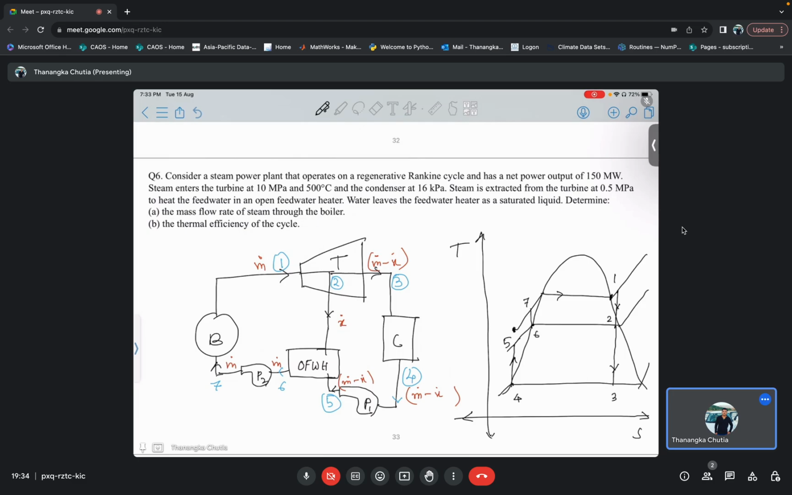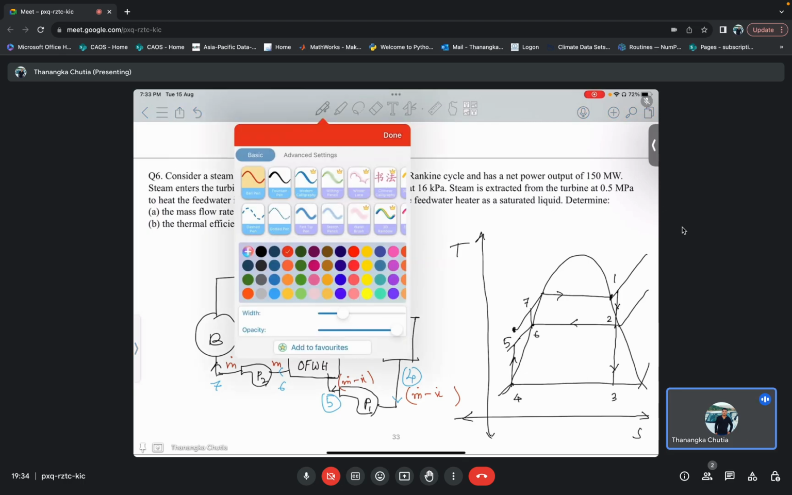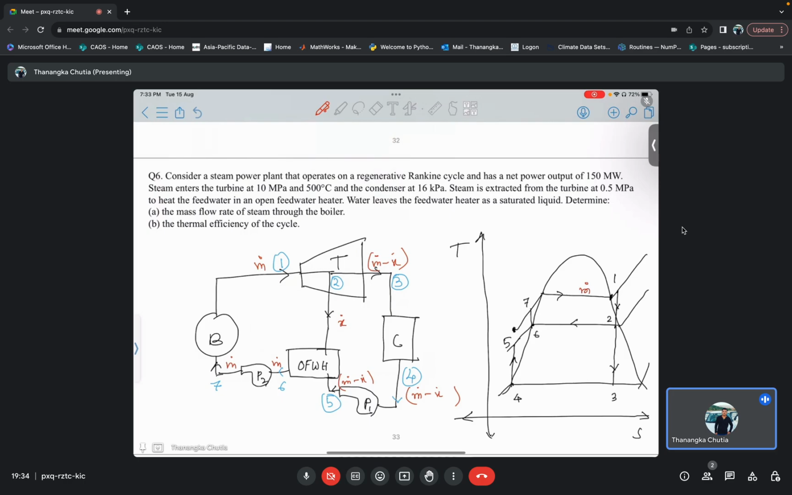Okay, so now let me again draw the similar way the mass. Here m dot amount of mass is coming, then here x dot amount of mass is getting extracted, so here m dot minus x dot amount of mass is coming, here also m dot minus x dot amount of mass is coming, and then finally here m dot amount of mass is again going from here. Okay, so these are all the points.